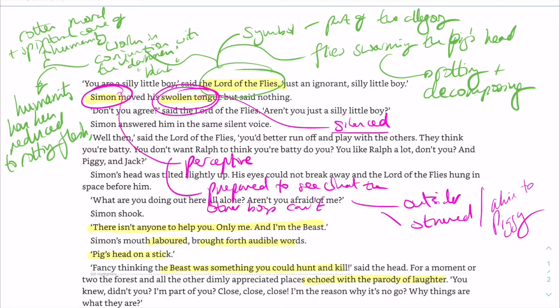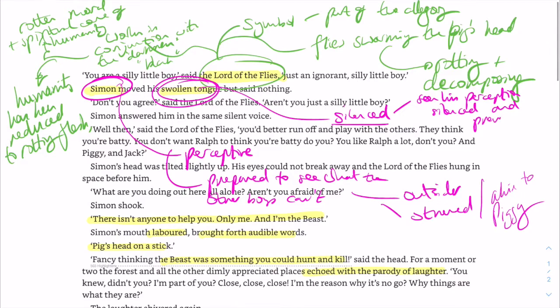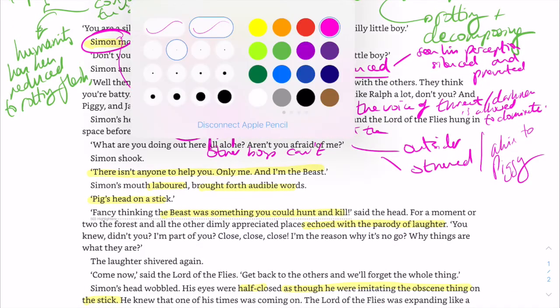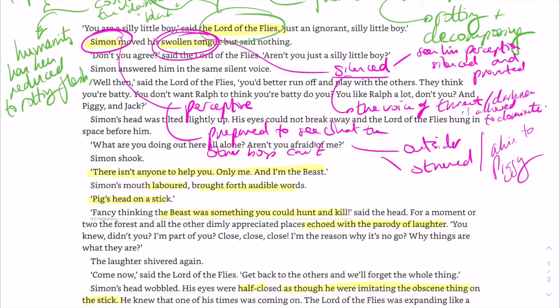And Golding symbolically references that here with the swollen tongue that Simon is developing as a result, literally in this point of the novel, of his dehydration. But symbolically, more importantly, his perception is silenced. He is prevented from speaking. He's prevented from voicing his own views and opinions. He's prevented from revealing the truth, because Simon is our truth speaker in this novel. The voice of the threat, then, is dominating. The voice of the Lord of the Flies, the voice of darkness, the voice of this kind of disgusting version of humanity, is allowed to dominate and take over, because Simon, as someone who is othered, as an outsider, is silenced.